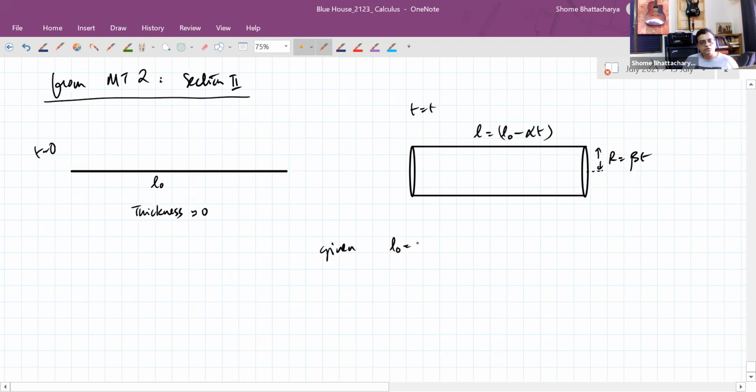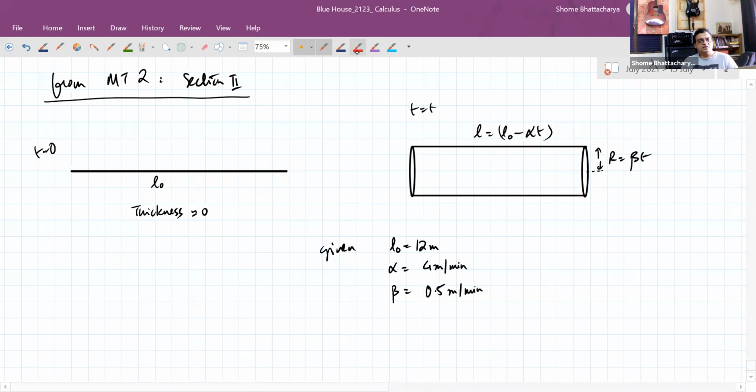All these values were given to us: L0 was 12 meters. Alpha, the rate at which the length is decreasing, was equal to 4 meters per minute. And beta, the rate at which the radius is increasing, is half a meter, 0.5 meters per minute.